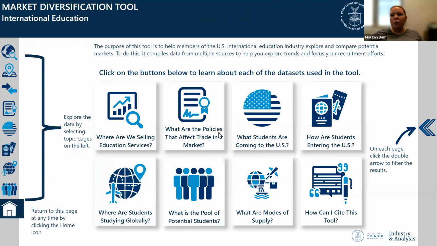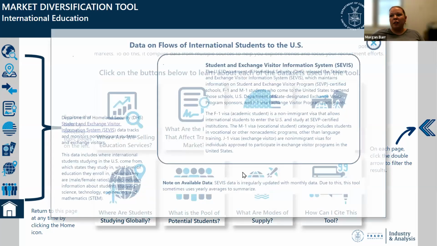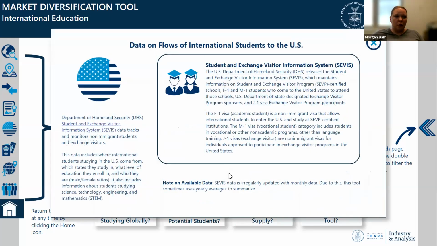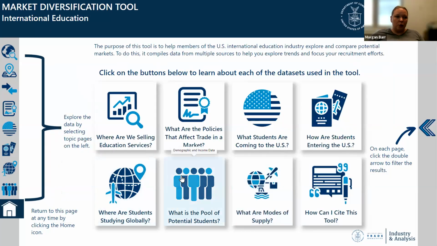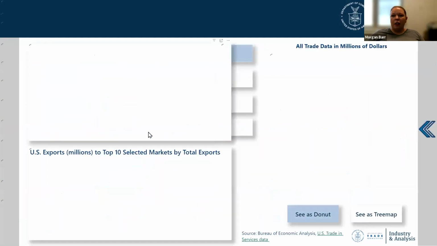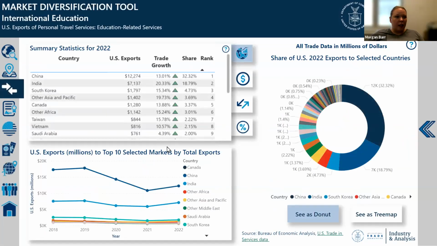So here on the homepage, we have background on the different data sets along with definitions for the modes of supply, which is just a fancy term for the different ways that services can be supplied internationally that factors into some of the regulatory and other data that's in the tool. There's also guidance on citing the data in the tool. If you click on any of these boxes, it's going to open a pop-up with additional information on the data set or whatever topic is covered, and then you just click the X to close it. So I'm going to go to one of the data pages and we'll talk about navigating within the data sets.